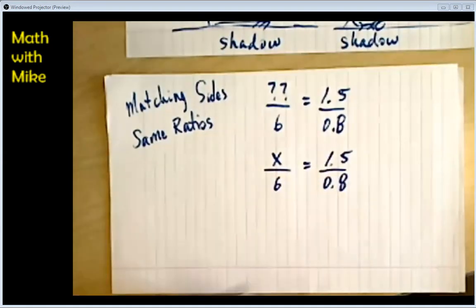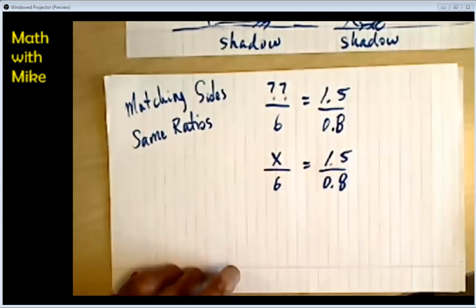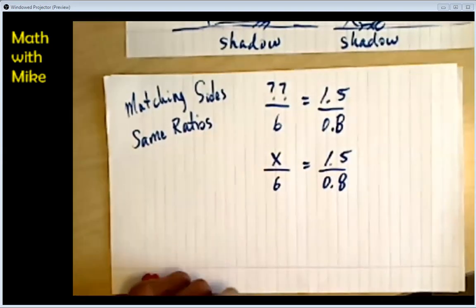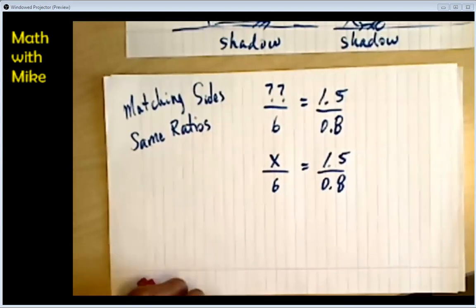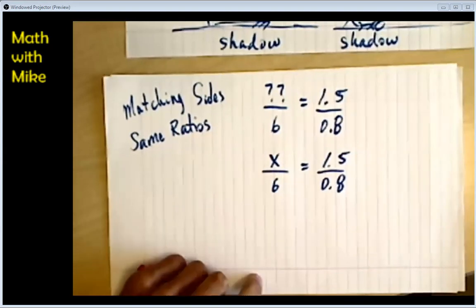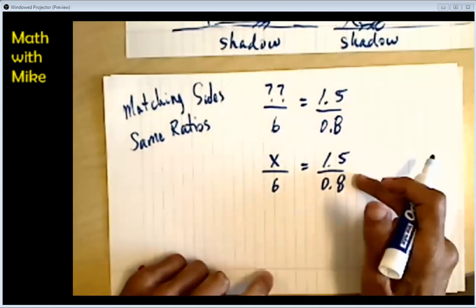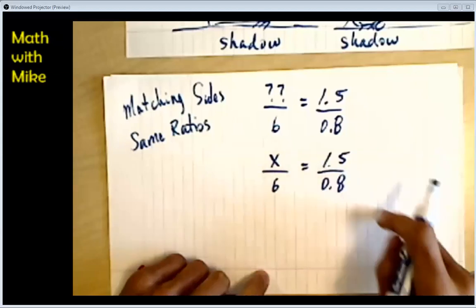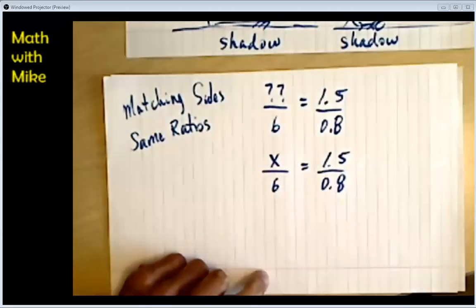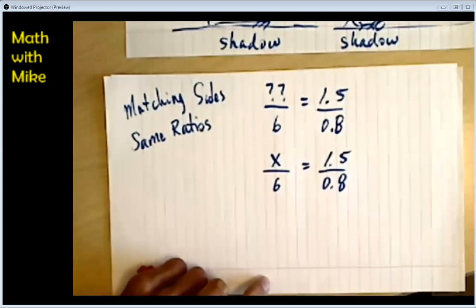All right, good people. Let's work this out. What can we do? Well, we can work on the right-hand side. If you know that, you can do 6 times 1.5, and then dividing by 0.8. Not bad.